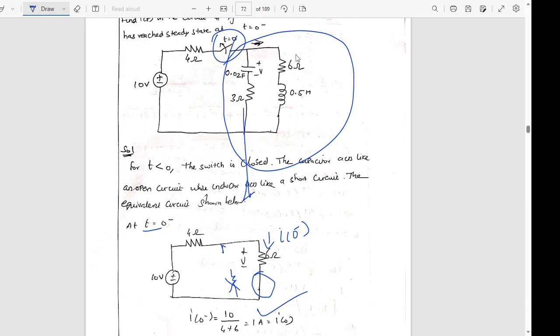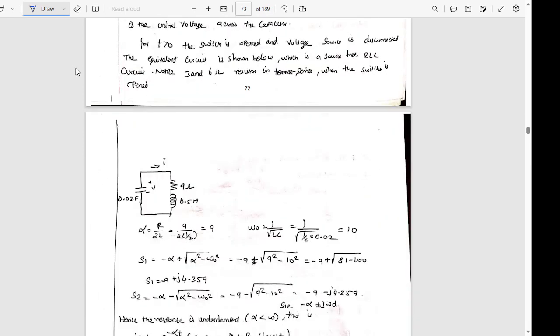If I redraw it, I will be having 3 ohm, 0.02 farad, 6 ohm and 0.5 Henry. All are connected in series. So I am going to rearrange these two, the capacitor and resistor, and I am going to add the 6 and 3, because all the 3 elements are in series. Earlier there were 4 elements in series. So I added 3 and 6, I got 9 ohms. So R is 9, L is 0.5 and C is 0.02 farad.